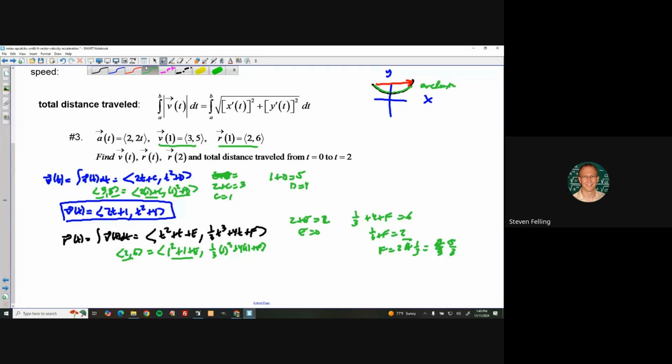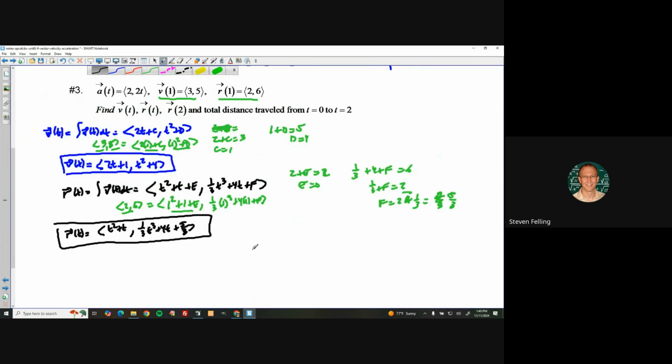Okay, so now that I've got the constants, we can write our position vector, which is t squared plus t plus e, and e is 0. And then the y component is 1/3 t cubed plus 4t plus f, which is 5/3. Okay, so now we have the complete motion mapped out. We have the position of the object, the velocity of the object, and the acceleration of the object at all times. So then the further questions they ask here are, what is the position at 2?